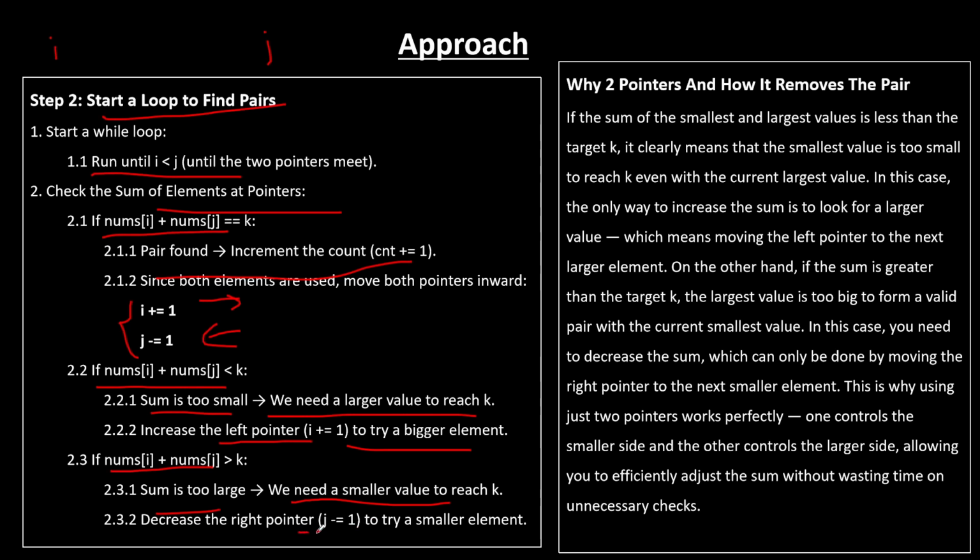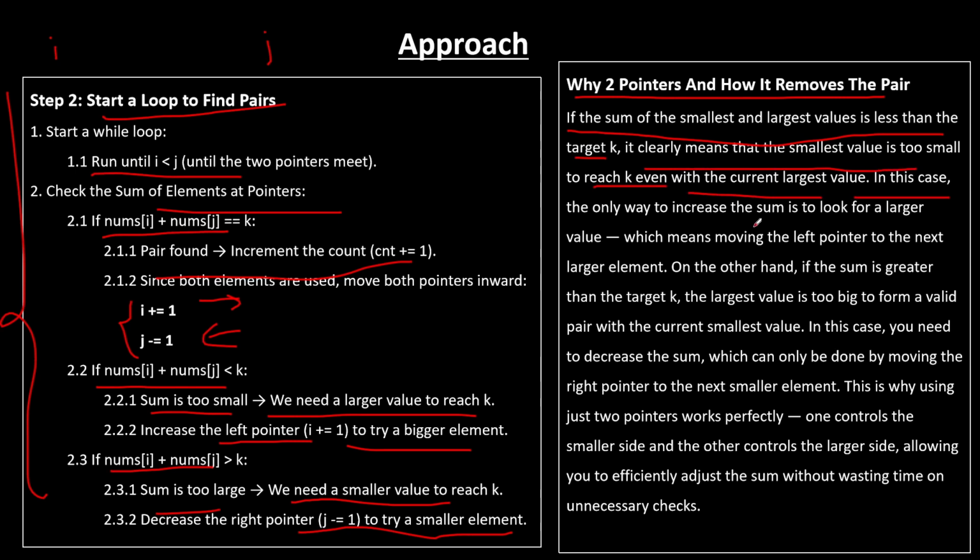So we will reduce the j pointer to the next smaller element. This is how the loop will iterate. Now it comes to our mind why two pointers and how it removes the pair. Now focus on this. If the sum of the smallest and the largest value is less than the target k, it clearly means the smallest value is too small to reach k even with the current largest value. In this case, the only way to increase the sum is to look for a larger value, which means moving the left pointer to the next larger element.